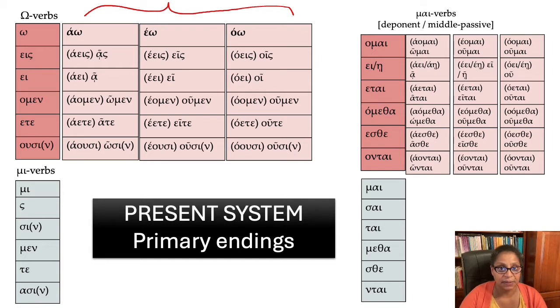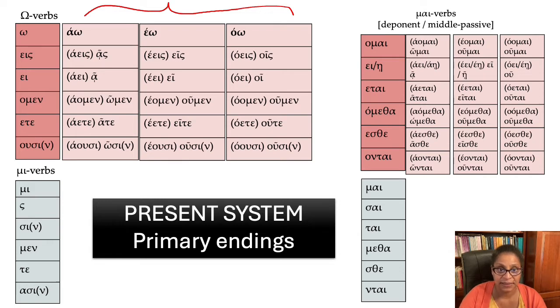Okay. Now, in the middle passive or the deponent. So some of the verbs we noticed had mai, right? Which meant that they were middle passives or deponents. They're using the middle passive endings and they are deponents. So they look middle passive, but they are actually active. Okay? And so in this group, the endings are omai, ei, etai, ometha, esthe, ontai. And so this group is coming out of an omega group. So an omega verb in the middle passive, the endings are omai, ei, etai, ometha, esthe, ontai.